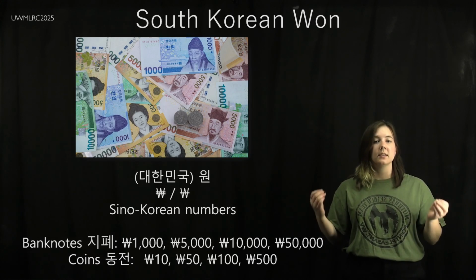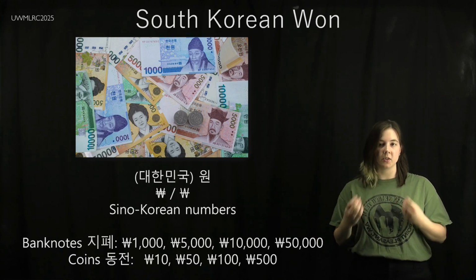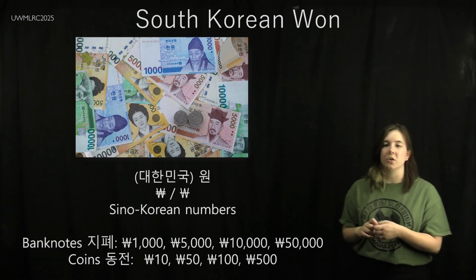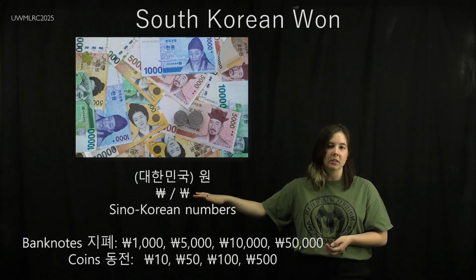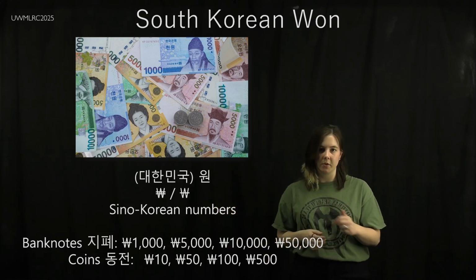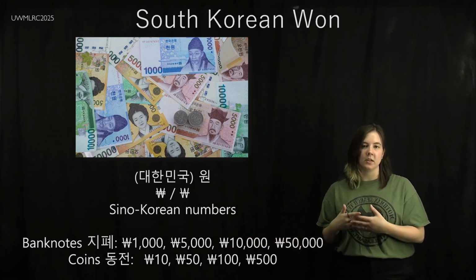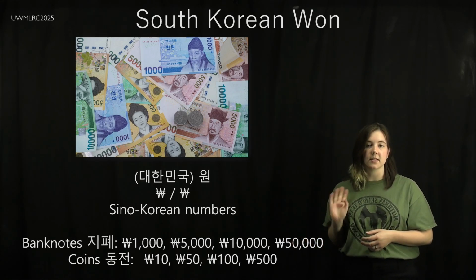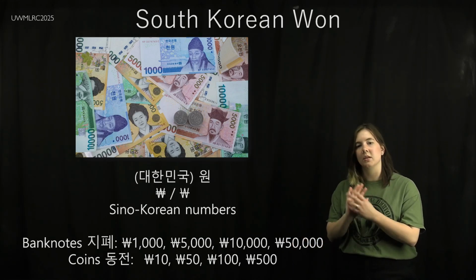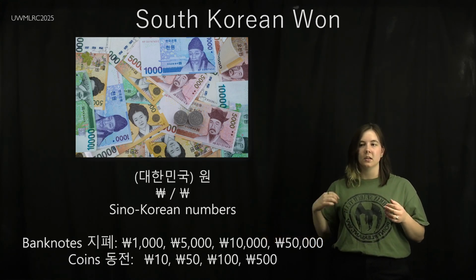대한민국 won. 대한민국 is the official government name of Korea, and won is the name of the currency. Depending on which font you're using, the symbol will either have one line or two lines through a W. When you count money, you will be using Sino-Korean numbers. That's the number system that begins with 1, 2, 3, 4, not the one that begins 하나, 둘, 셋. And that's because when we count bigger numbers, we use Sino-Korean numbers.